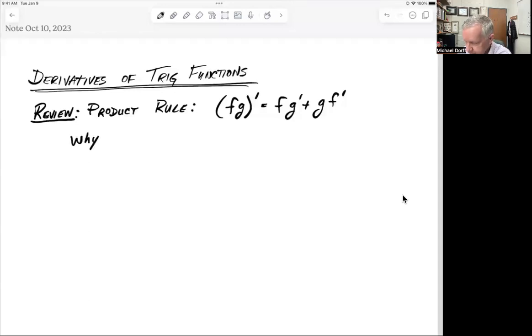Why is that? Why do we get that rule? It's not intuitive that it should be that way. Well, let's look at this kind of in a geometric way.